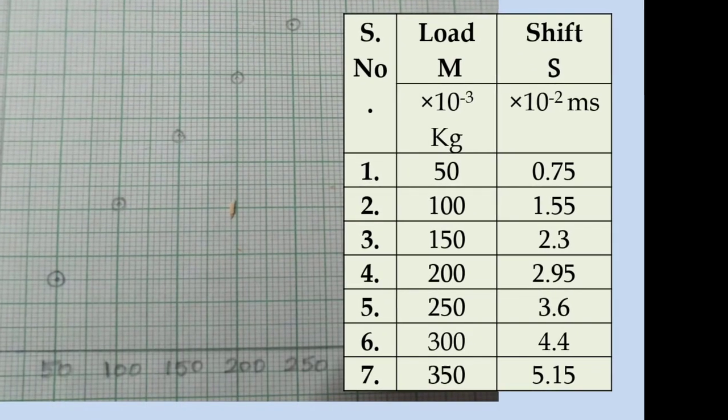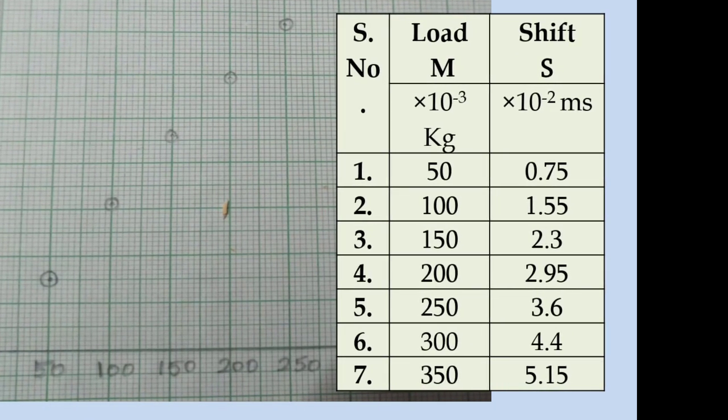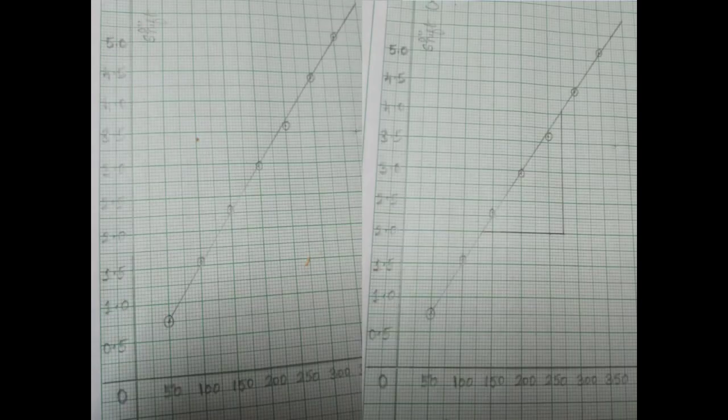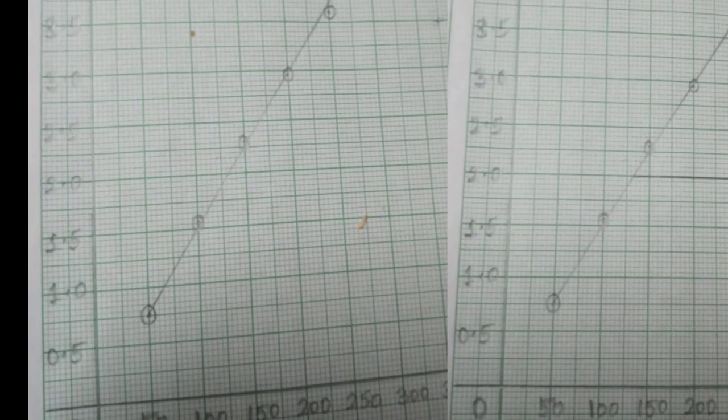Okay. Next, with these load and shift values, let us plot the graph. When you plot, you will get points like this. So for 50 it is 0.75, for 100 it is 1.55. So plot using these values, and we will get a graph like this. By looking at the position of the points itself, we could see it will come like a straight line. Then join the graph.